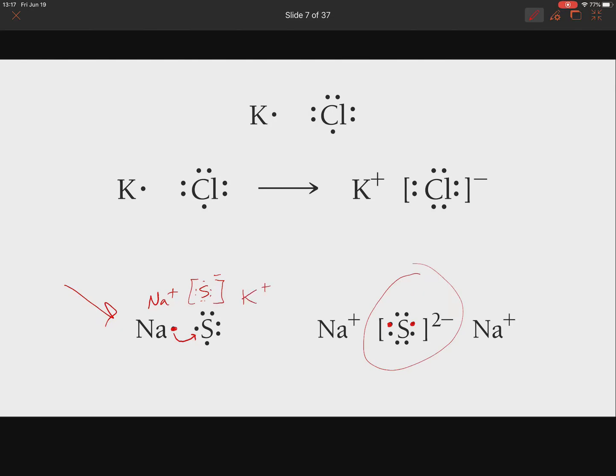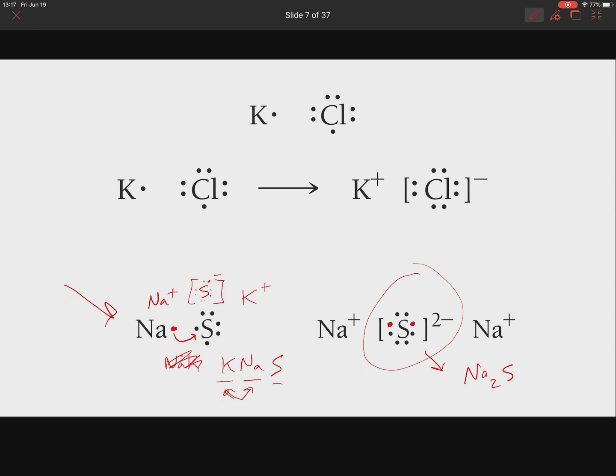Other atoms can come in here. A potassium can donate its electron, and we could end up with Na, K, it would be more metal first, so K, NaS. That's an ionic compound that's made up of 2 different cations and 1 anion. But this would be written as Na2S.